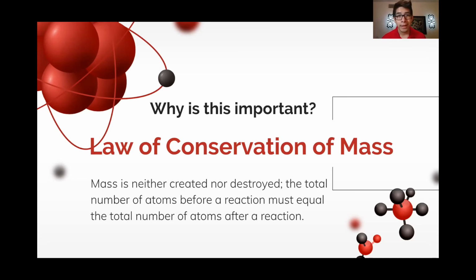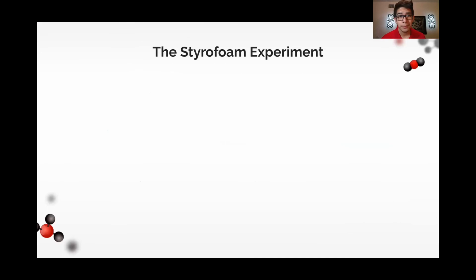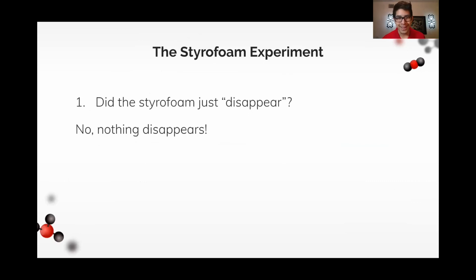So now let's think back to the styrofoam experiment. Did the styrofoam really just disappear? No, of course not. So nothing disappears, and if we were to cite the law of conservation of mass, we know that the mass can't be created or destroyed, so it didn't just get destroyed all of a sudden whenever it was input into that solution. So if it didn't just disappear, what happened to it?